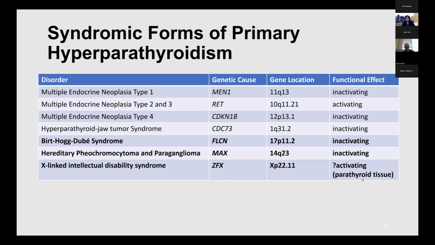And very recently, just a couple of months ago actually, what was reported is a syndrome called X-linked intellectual disability syndrome, which we will talk about in the next few slides. And it is unclear if the variants in this gene are activating or loss of function mutations.